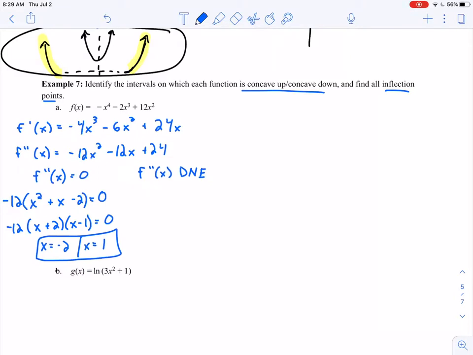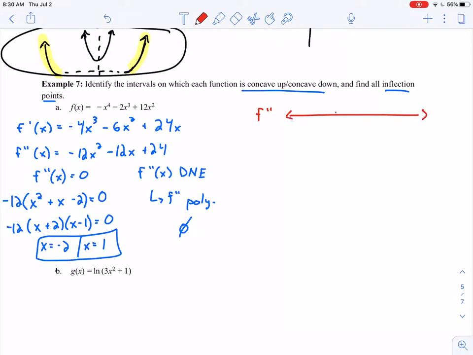And in this case, again, look at your f double prime. Here we have a polynomial, so f double prime is a polynomial. It exists everywhere. We're not going to have any extra partition numbers in that case. So I found my partition numbers. I'm going to now construct a sign chart for my second derivative.